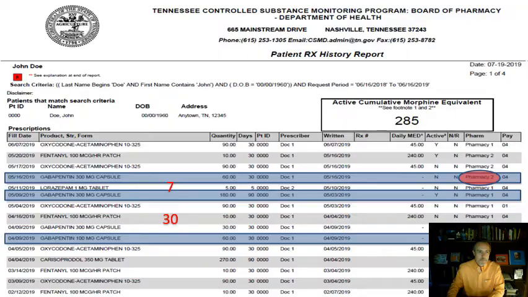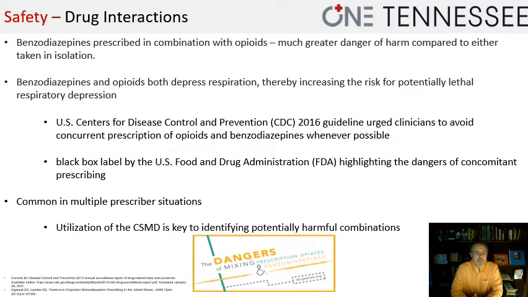So common safety concerns and drug interactions, we've mentioned this one throughout the presentation, but a benzodiazepine prescribed in combination with opioids is a much greater danger of harm compared to either one taken in isolation. So benzodiazepines and opioids both depress respiration, thereby increasing the risk for potentially lethal respiratory depression. So there's a black box label on both opioids and benzodiazepines, highlighting the dangers of concomitant prescribing. This is common in multiple prescriber situations where one prescriber may not know what the other one is doing, and utilization of the CSMD is key to identifying potentially harmful combinations.